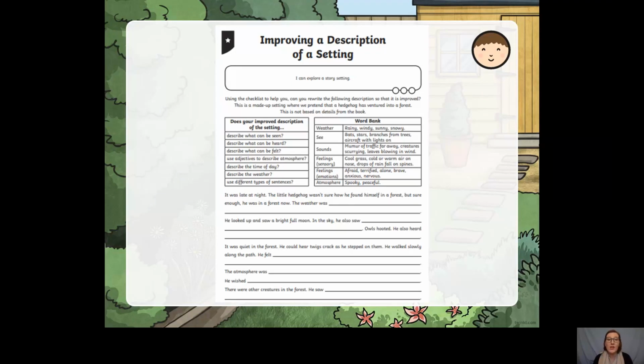So you're going to use the checklist to help you and you're going to rewrite the following description so it's improved. So remember, this is a made-up setting and we're pretending that the hedgehog had an adventure into the forest. So this isn't based on the book, this is a different type of description. So within this, I want you to now read through this description, use the word bank to help you, and make sure that you have used the checklist there.